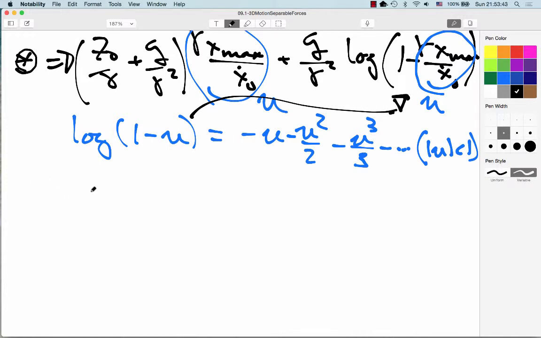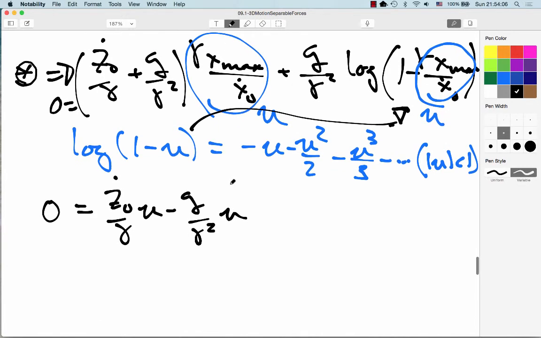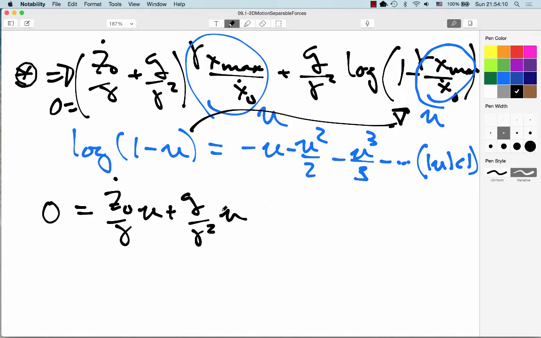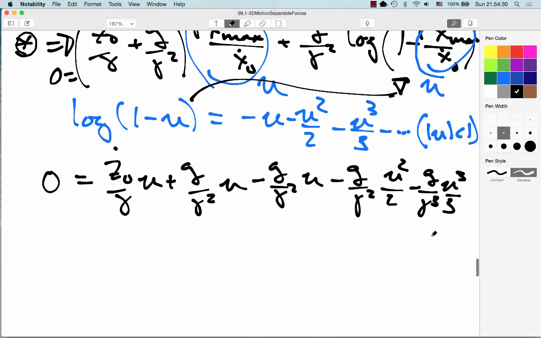So now we've got 0 equaling z naught dot over gamma u plus g over gamma squared u, and then from here we get a minus g over gamma squared u from the expansion, so minus g over gamma squared u squared over 2 minus g over gamma squared u cubed over 3, and we could go to higher orders, but why bother?